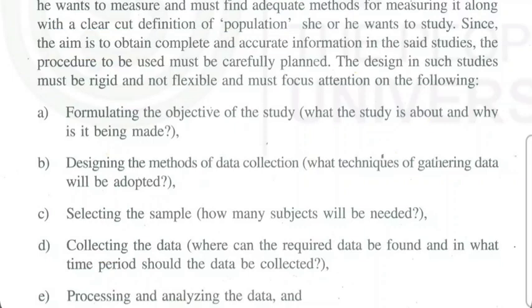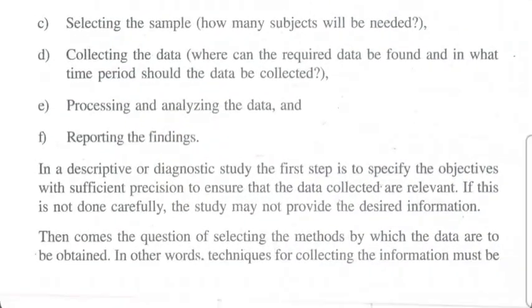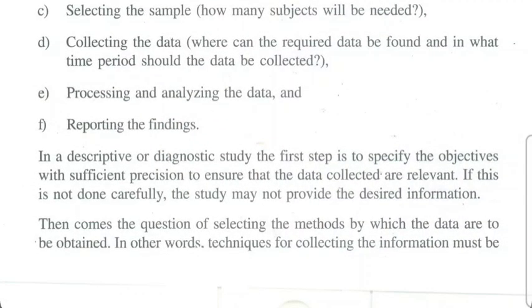What the study is about and why is it being made. B. Designing the methods of data collection. What techniques of gathering data will be adopted. C. Selecting the sample. How many subjects will be needed. D. Collecting the data. Where can the required data be found and in what time period should the data be collected? E. Processing and analyzing the data. And F. Reporting the findings.